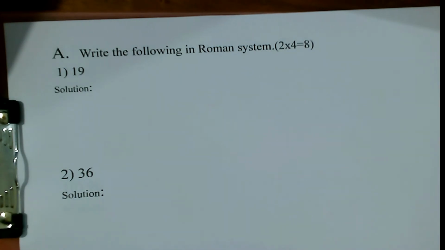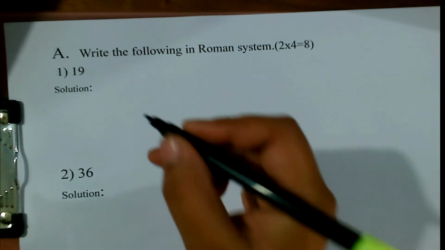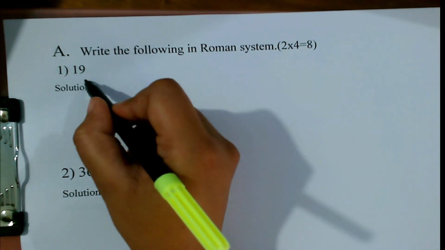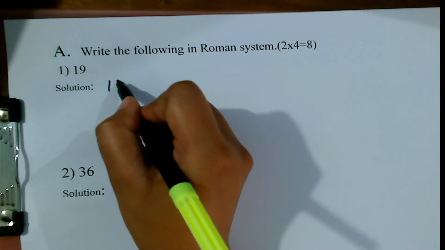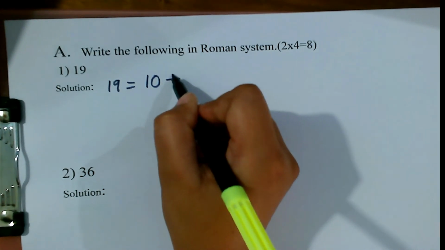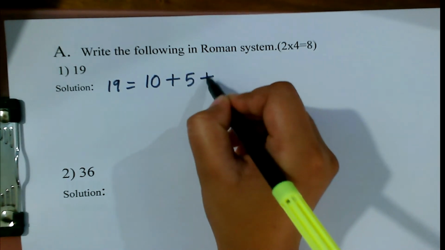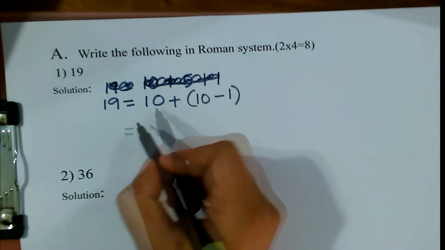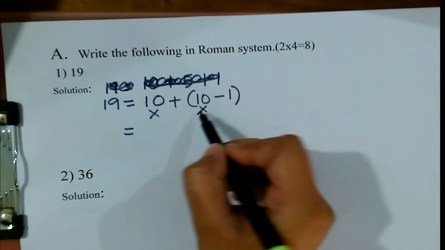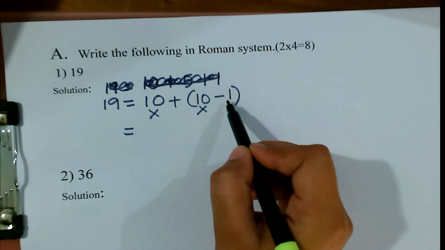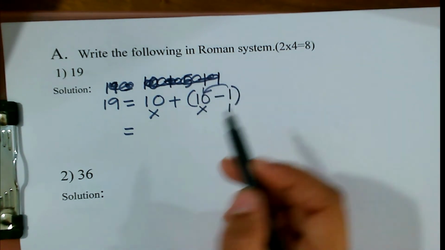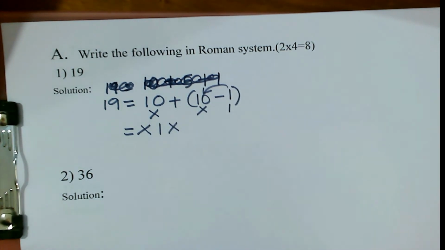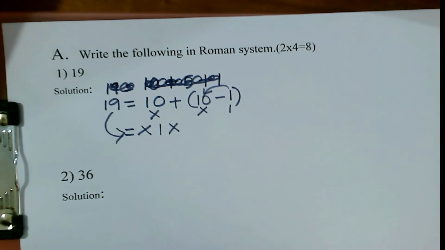Let's do the exercise. It's the same. Write the following in Roman system. 19. You can write it down. 19 is 10 plus 5 plus 1 plus... 10 is X, 10 is X, and then I. So this one, it will change it. So this comes as X, I, X. 19 is XIX.